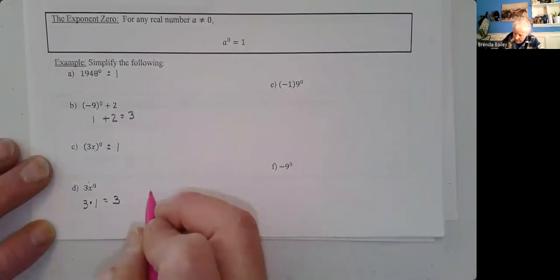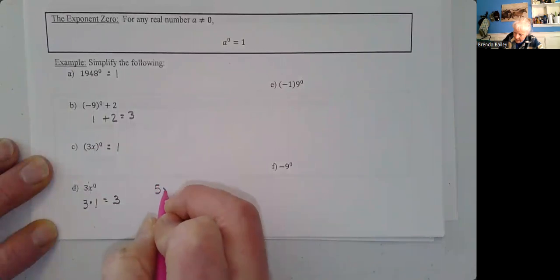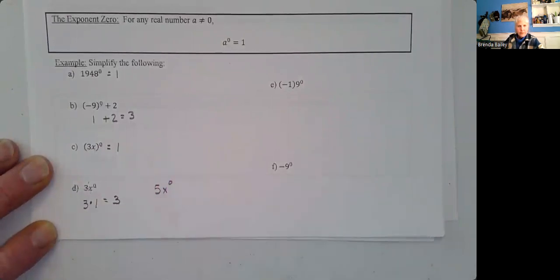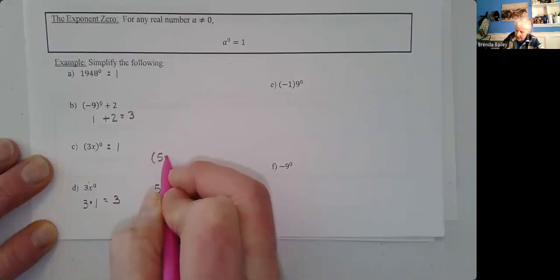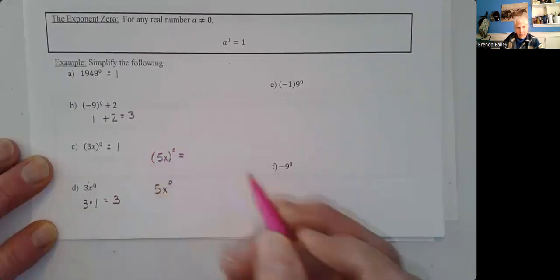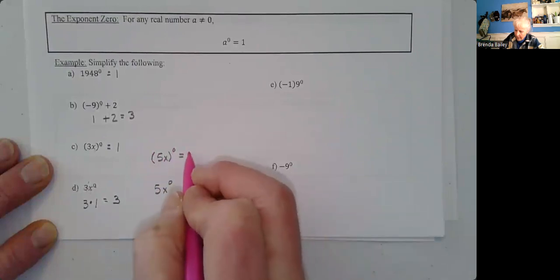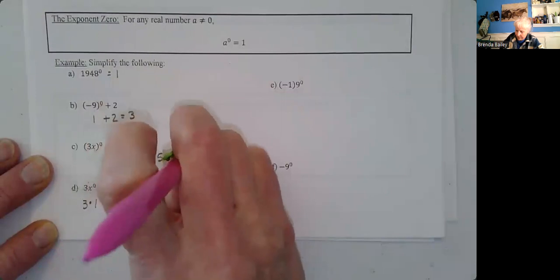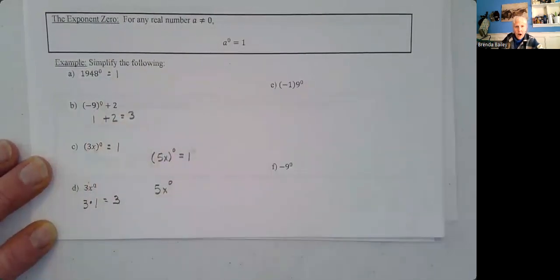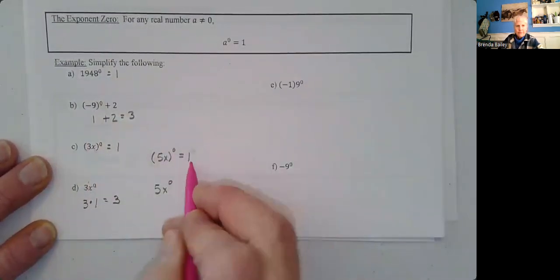Let's do one more example. If I had 5x to the 0, or (5x) to the 0. This is 1, not 1 to the 0, even though they mean the same thing. All right, so this would be 1.